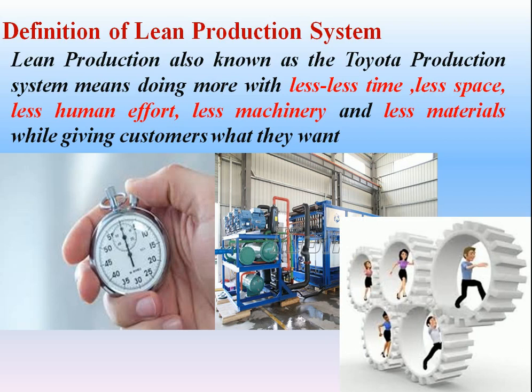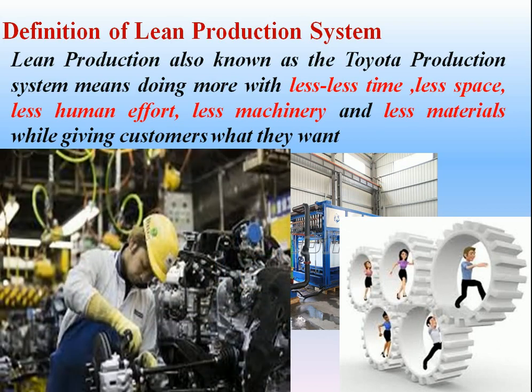Coming to less human effort, which in Japanese is called muda. This can be reduced by evenly distributing work among the workers with respect to their skill set. By doing so, teamwork can be inculcated among the people, which is a very essential ingredient for the implementation of lean manufacturing techniques. Coming to the fourth point, which is about less machinery.